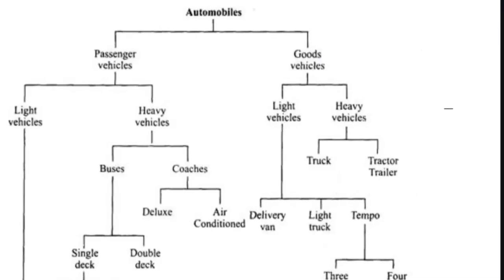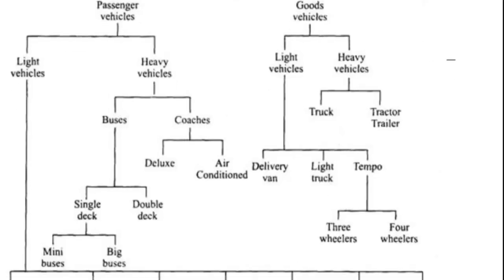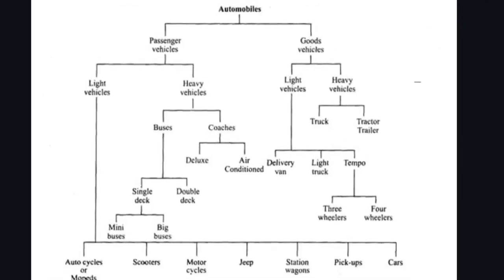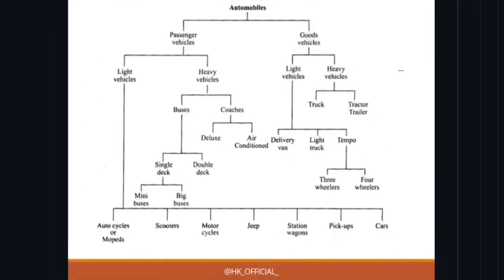Then on the other hand, we have goods vehicles. In goods vehicles, we again have light vehicles and heavy vehicles. In light vehicles, you can see delivery van, light truck and tempo. I hope you know the concept of goods vehicle, in which load or some goods are transported from one place to another. Then tempo is further divided into three-wheeler tempo or four-wheeler tempo. Then we have heavy vehicles like truck, tractor, trailer and all. So these are all the basic classification of automobiles.